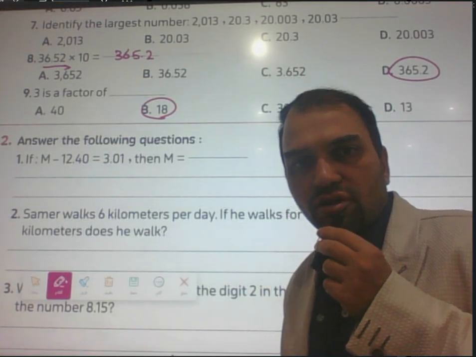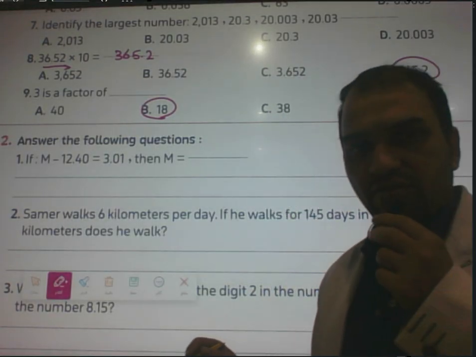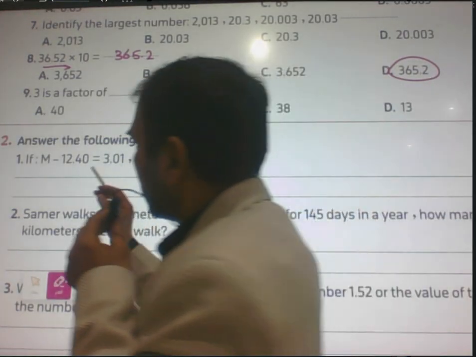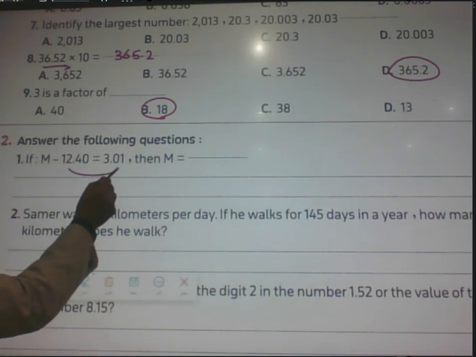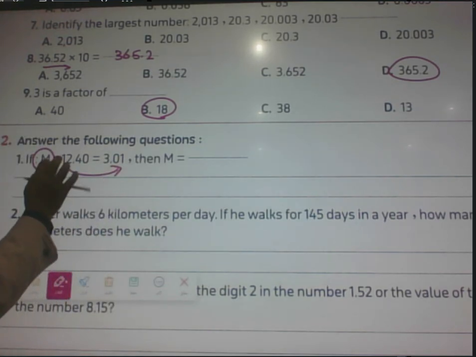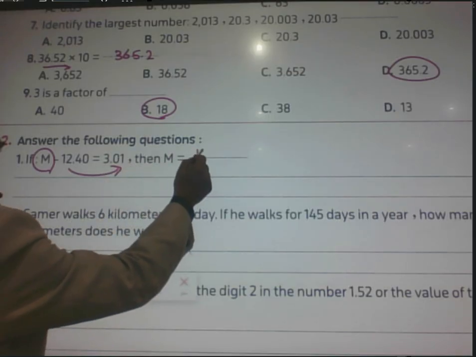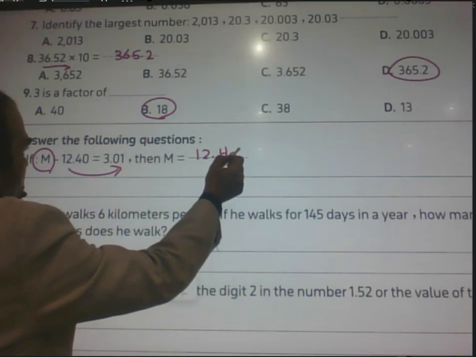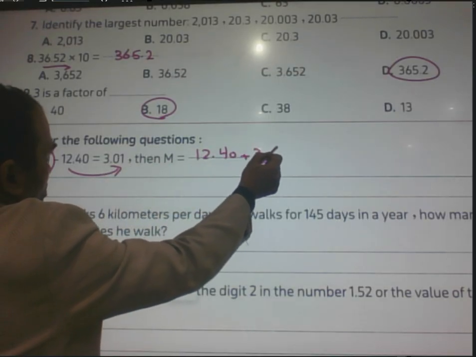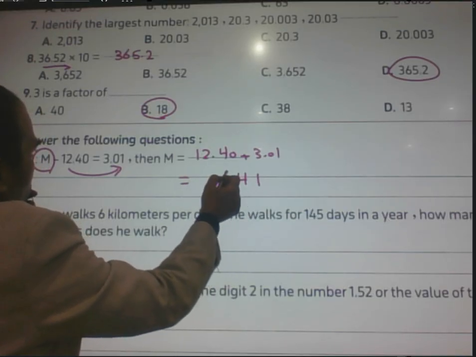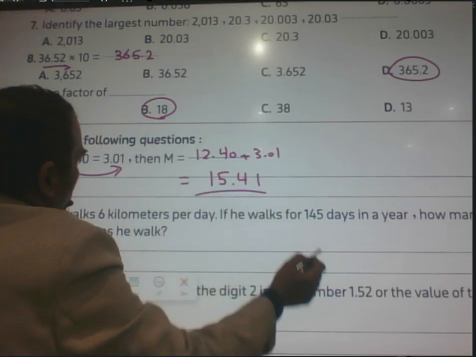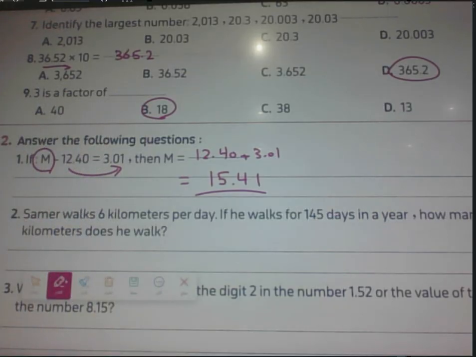Next question here, number 2, answer the following question. If m minus 12.40 equals 3.01, then the value of m equals, we can add together. To find the minuend, you must add the subtrahend to the difference. Add together, right? 12.40 added to 3.01. 0 plus 1 equals 1, 0 plus 4 equals 4, and 2 plus 1 is 3, 1 plus 2... The result will be 15 and 41 hundredths.